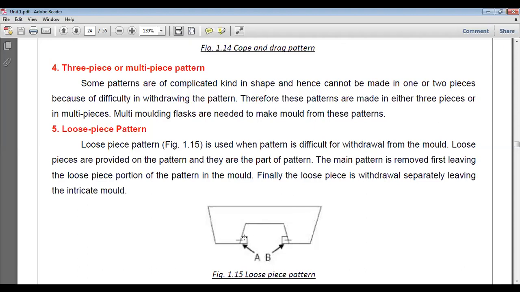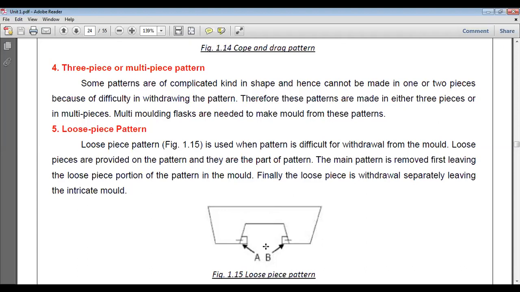So what we have done, we have made pieces A and B separately, and this plane geometry is made by a single piece, and these two complex geometries are mounted. Piece A and B complex geometries are mounted, and these intricate molds, intricate shapes are known as loose piece, and the whole pattern is known as loose piece pattern.